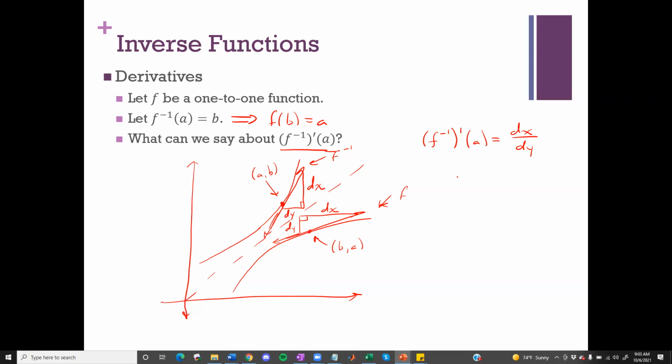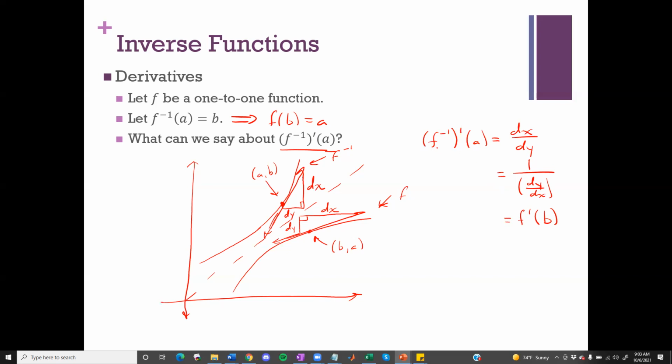So let's start expressing this in different quantities. dx/dy, I can also say is equal to 1 over this ratio dy/dx. But keep in mind what dy/dx was originally. That was equal to the derivative of the function f evaluated at the point B, at the x value of B.